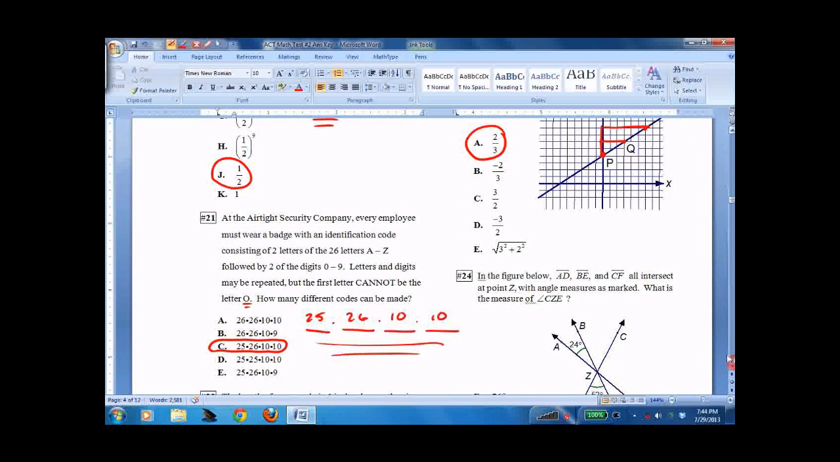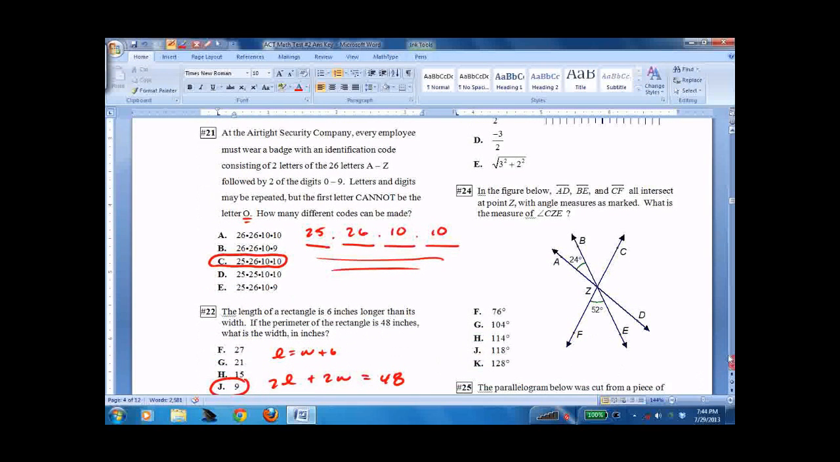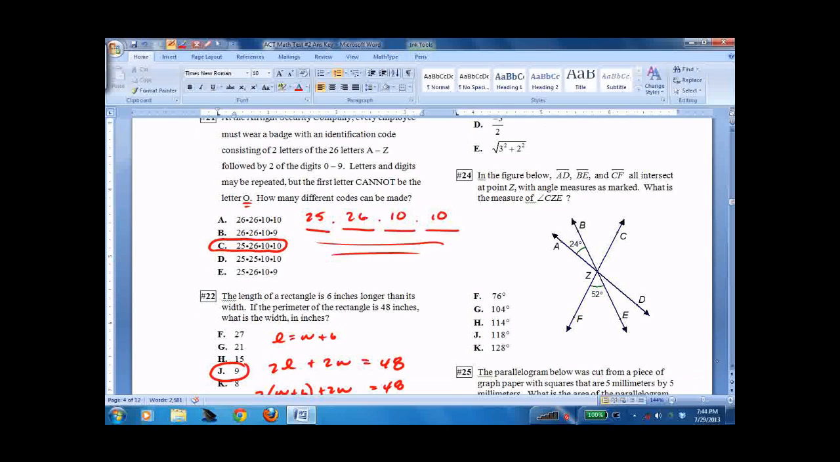24 on the figure below. Got all these lines, the intersect point Z, and you get your angles. What is CZE? So what's this one here? I find this funny. The 24 is extraneous information. This is 180. So this is 180 minus 52, which is 128. Done.